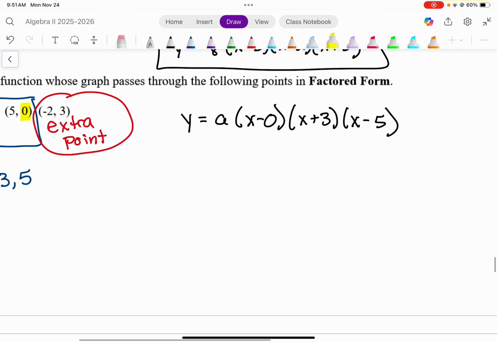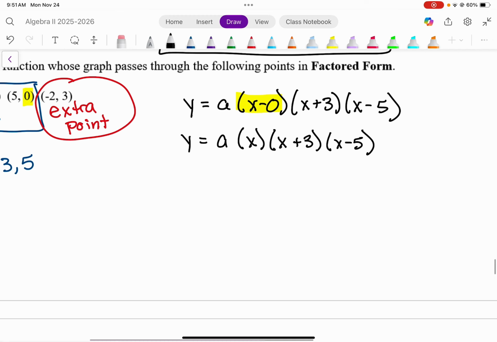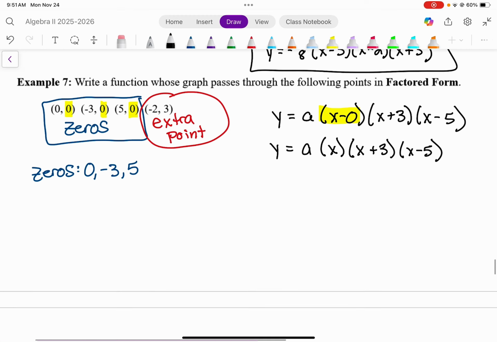Now at the beginning here where we have x minus 0, when you subtract 0 from something, it's not going to change the value. So you can just leave that as an x. You don't have to put the minus 0. If you do, that's okay. It's not going to change your answer, but it's just not necessary. Once you have that, you can plug in your x and your y value.